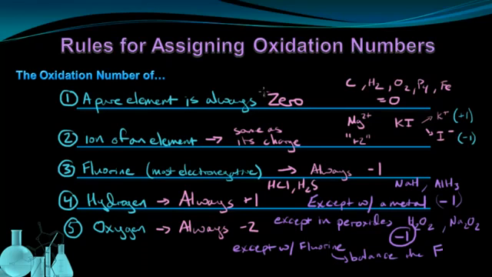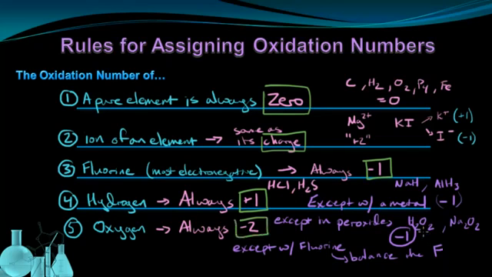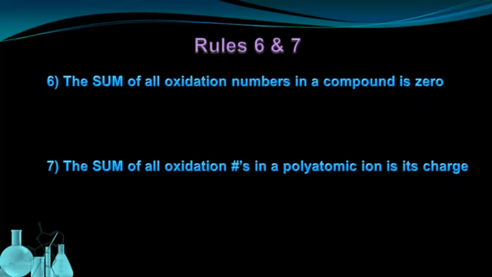A pure element is always 0. The ion of an element is always the same as its charge. Fluorine is always -1. Hydrogen is always +1 with some exception. Oxygen is always -2 with some exception. And we'll use these 5 rules when dealing with the next 2.